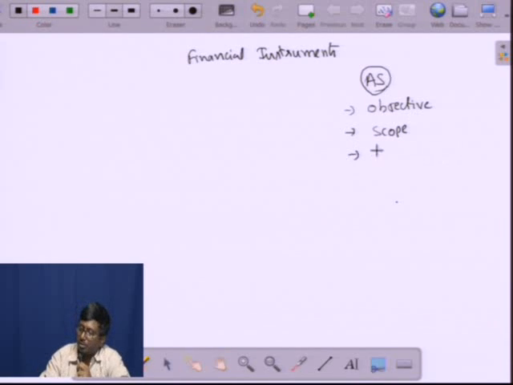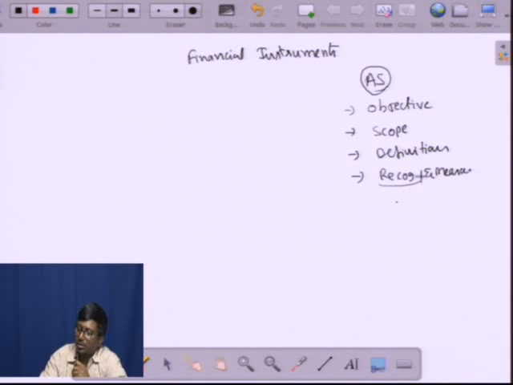The next topic is definitions. What is a definition? A definition is an important term which is used in the standard, and what the meaning of that term is comes under definitions. You need to know definitions very well. The next topic of any standard generally is recognition and measurement.